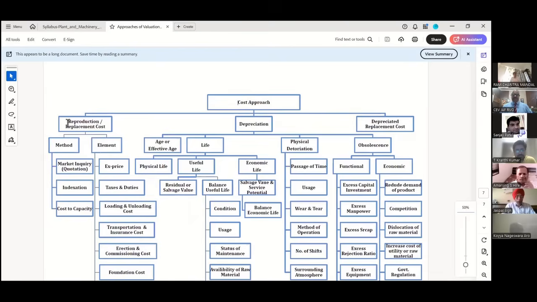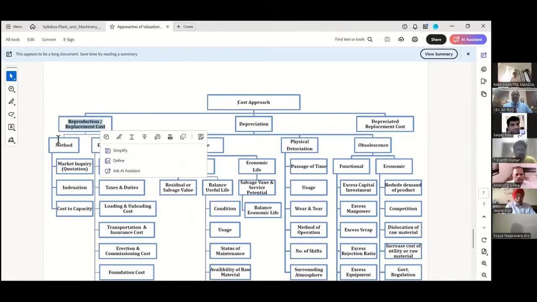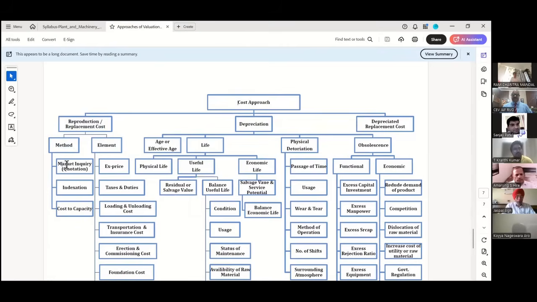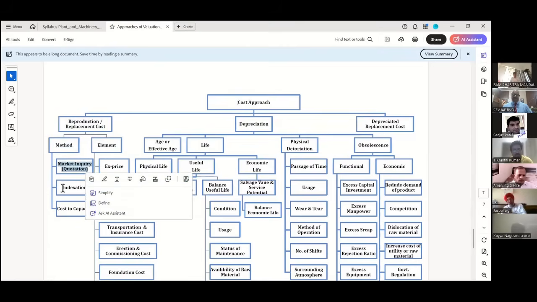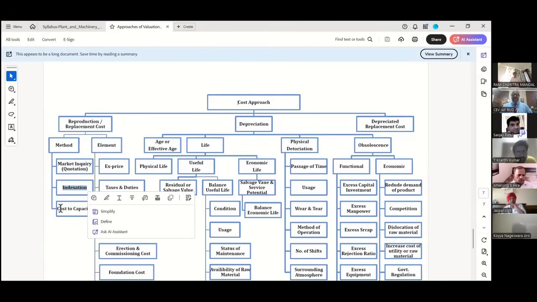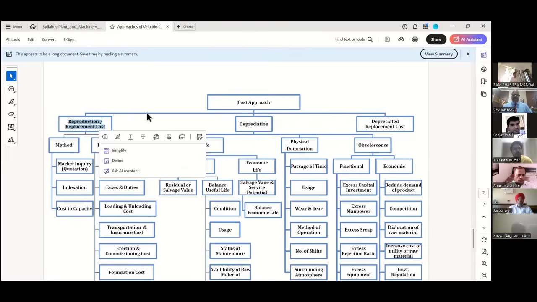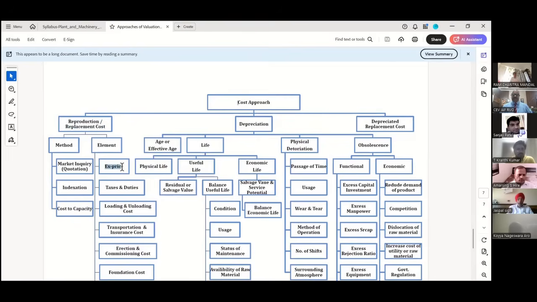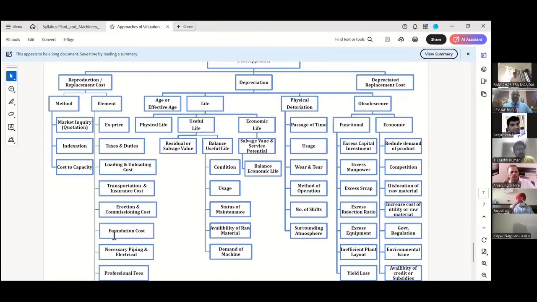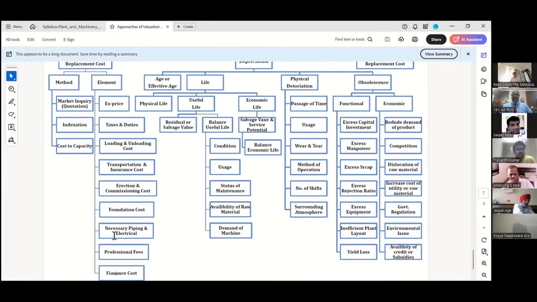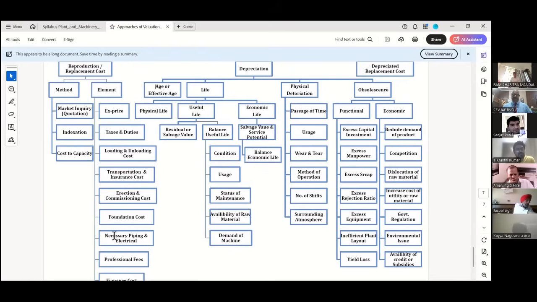To find the replacement cost, first you have the methods. That is, you have the market inquiry, quotations, which is a detailed method. You have the indexation method, and you have the cost to capacity method. What do you mean by the replacement new cost? Replacement new cost is an addition of the machine price, tax and duties, loading and unloading cost, transportation cost, erection, commissioning cost, foundation cost, necessary piping and electrical cost, and professional fees and finance cost. Okay, that also we have discussed under chapter 16.